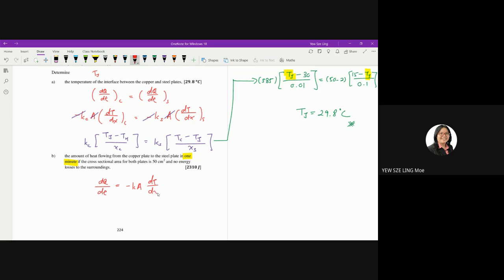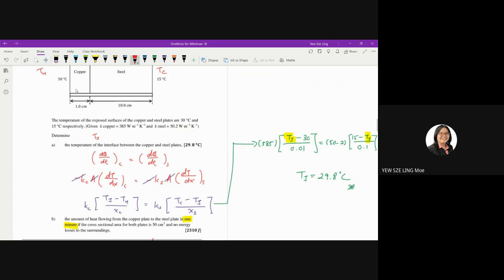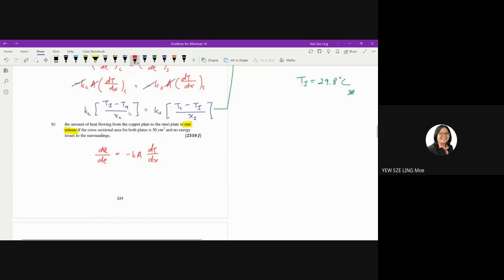dT over dx. Now, which one should we choose? Which plate should we use in our calculations? Either one. You can choose to use the copper plate or you can choose to use the steel plate. It doesn't matter. Why? Because when your object is in steady state, dQ over dt copper is equal to dQ over dt steel. So it's up to you. For example, I use the one for copper. Then this would be K_C and then dT over dx_C.